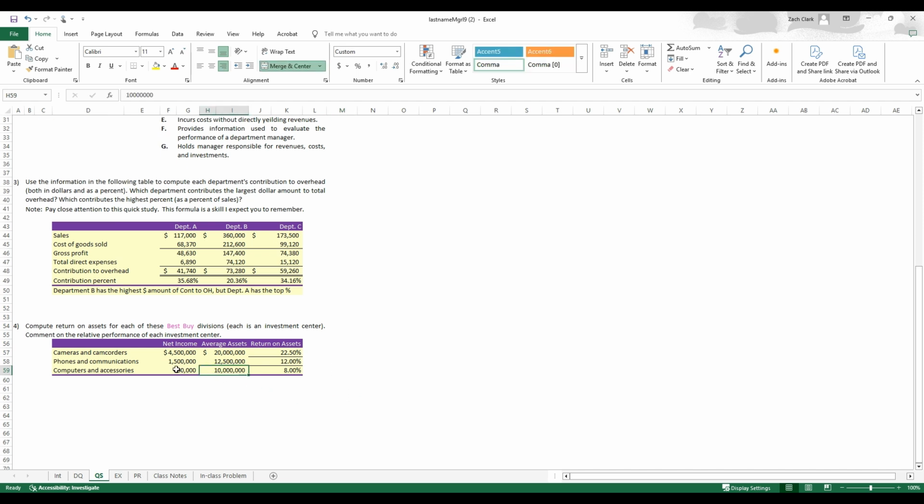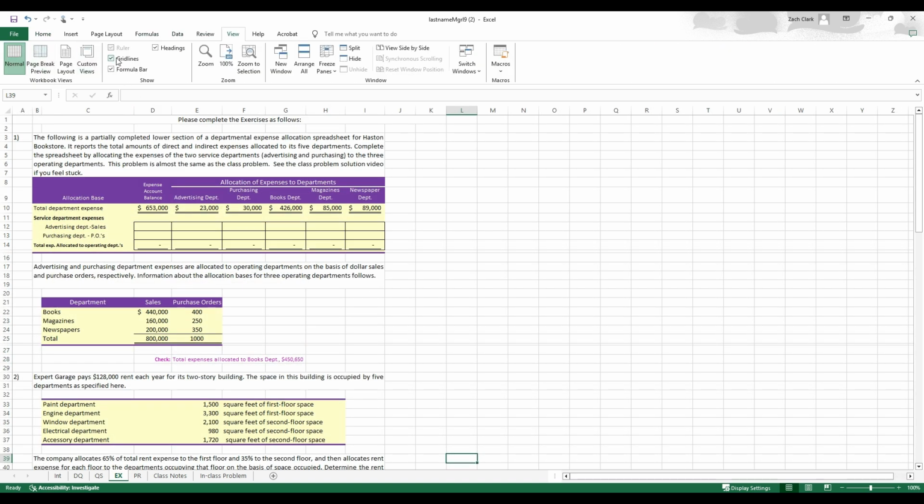You need less assets here, but in general, the more assets are invested into these different divisions, the more net income they're making. So I don't know if that says anything about whether you were to invest more into these areas, they would increase in terms of return on assets. But from a management perspective, that's just something to kind of look at.